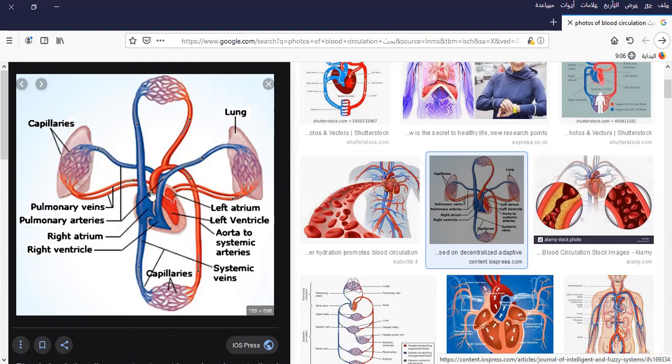The heart contracts to push the blood rich in oxygen from the left ventricle to all body parts, to be distributed to all body parts. The blood is rich in oxygen. Understand the blood circulation?